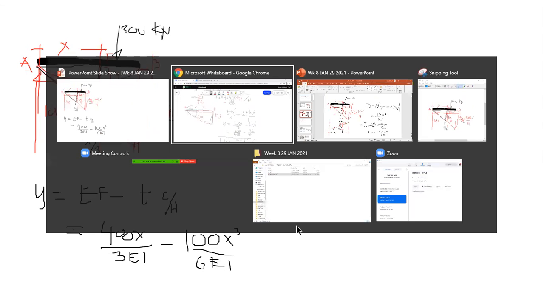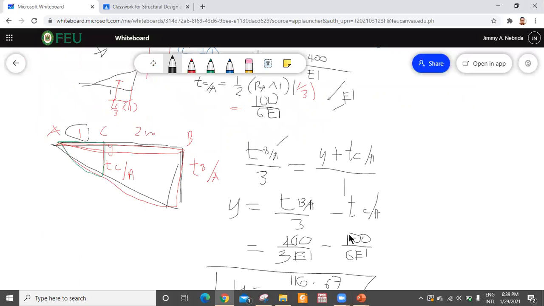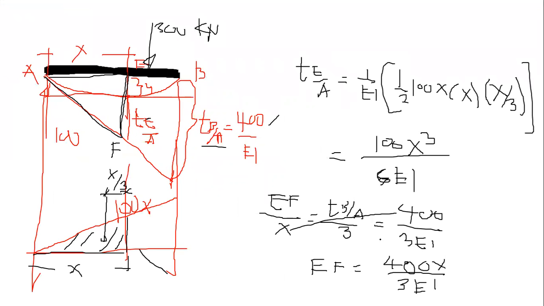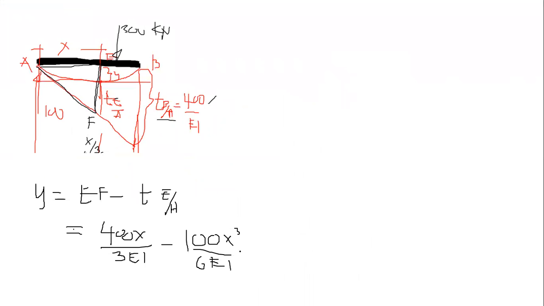Okay. Just to show you, this is our calculation before. Deviation at C. No, this is deviation at E, I should say. Deviation E from A. We just compute y here: EF minus the deviation at E from A, which is already 100x cubed over 6EI. This is the one. Okay.